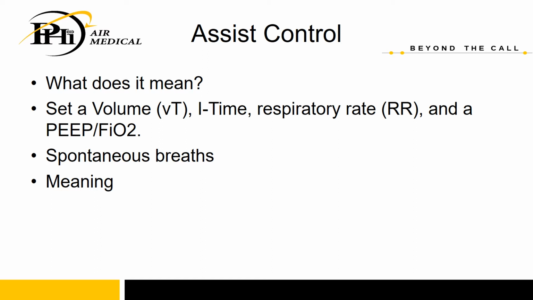The reason that assist control is the mode we use for somebody who's not taking a lot of spontaneous breaths is because if you really start to take a lot of spontaneous breaths on assist control, where you have these large volumes, you can end up stacking air in the lungs and creating an obstructive problem.